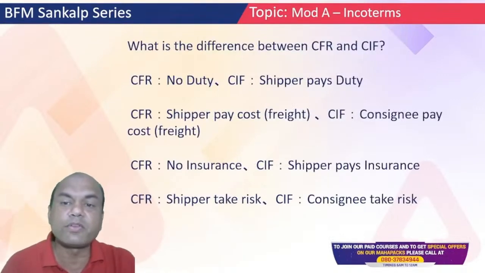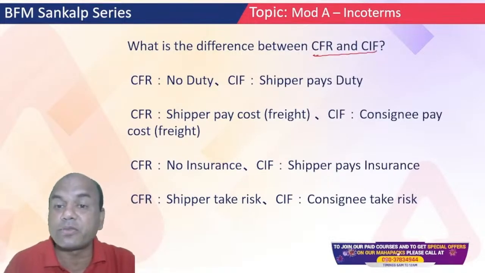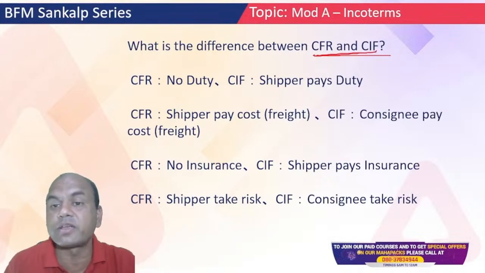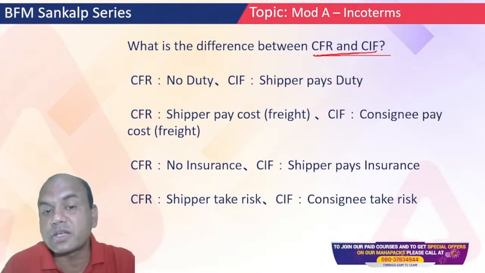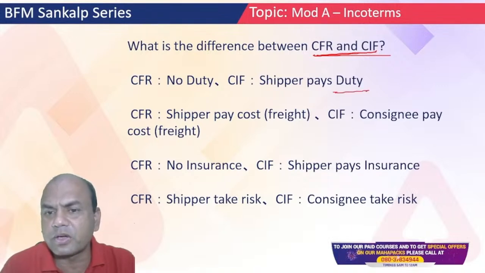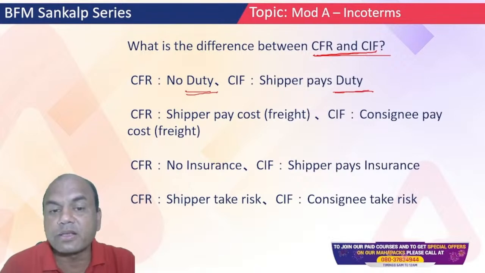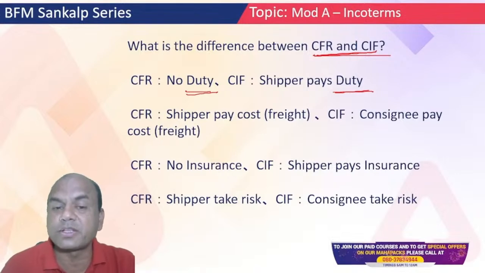What is the difference between CFR and CIF? CFR means cost and freight. CIF means cost, insurance and freight. So CFR, no duty; CIF, shipper pays duty. Is this related to duty? Not at all. CFR, shipper pays the cost, meaning freight. Here the consignee pays freight.